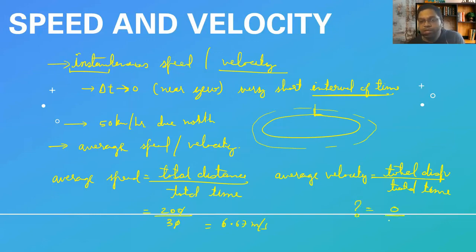But what about your velocity? It will be 0 upon 30. Do you agree with that? Because you started over here and you finished also at the same point. So your total displacement was 0. Okay. So that is average speed and average velocity. So for average speed, you take into account the total distance, and for average velocity, you take into account the total displacement.